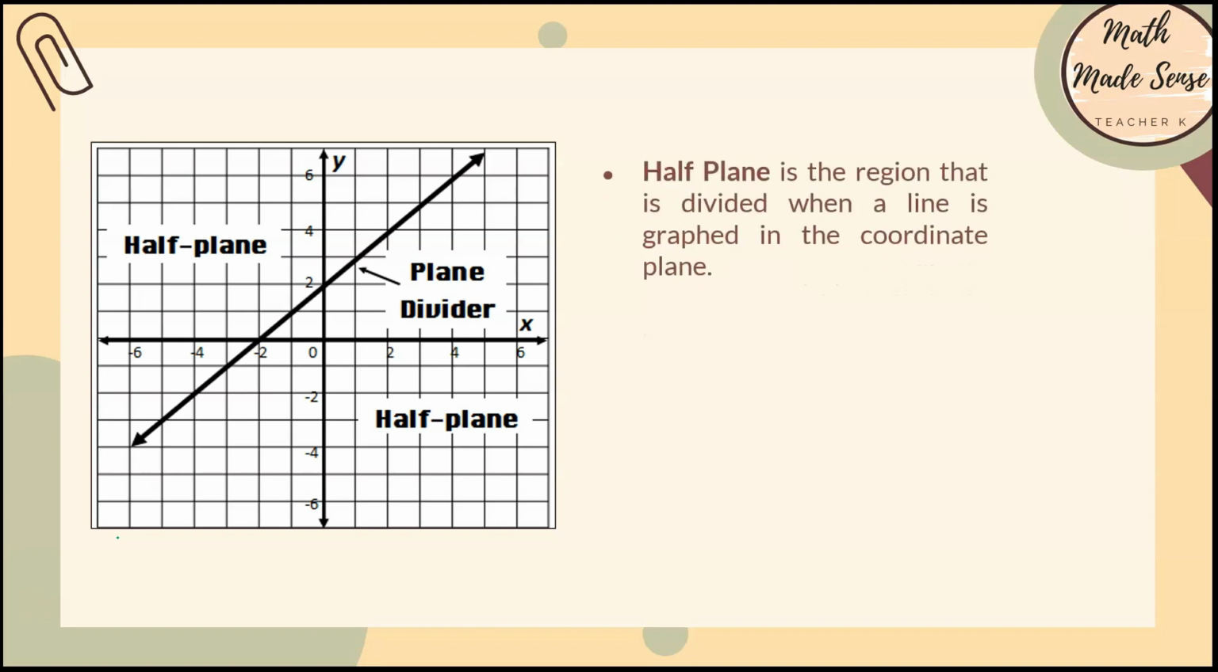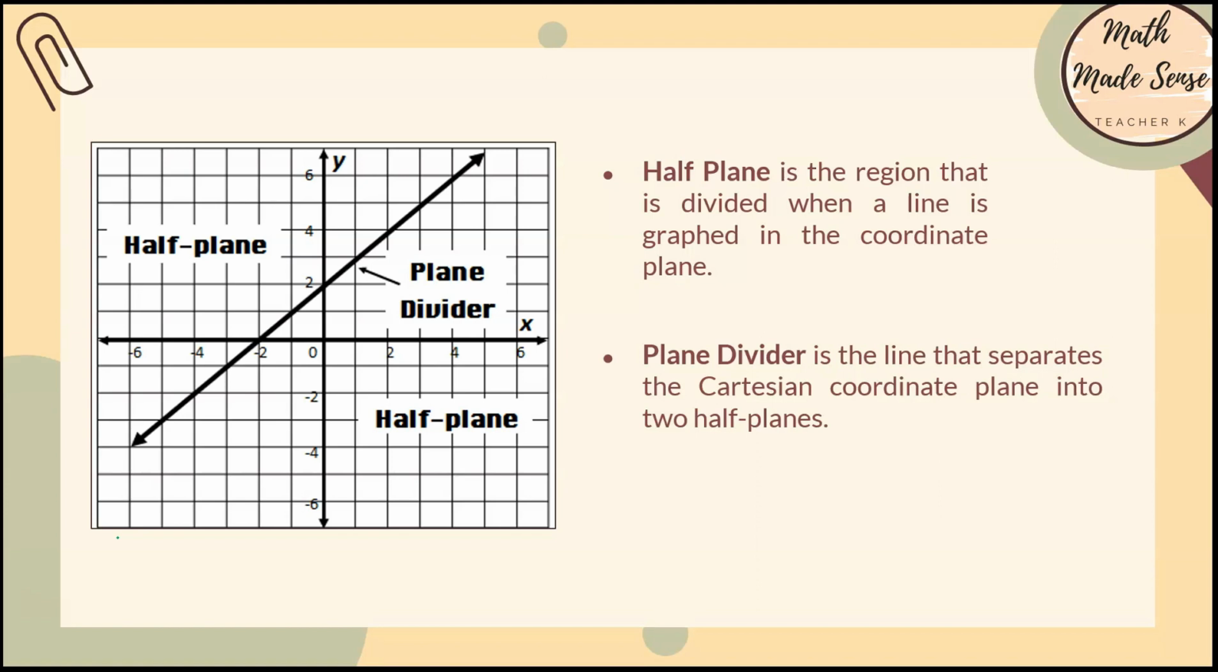Half-plane. A half-plane is the region that is divided when a line is graphed in the coordinate plane. When a line divides a coordinate plane, two half-planes are made. A plane divider is the line that separates the Cartesian coordinate plane into two half-planes.